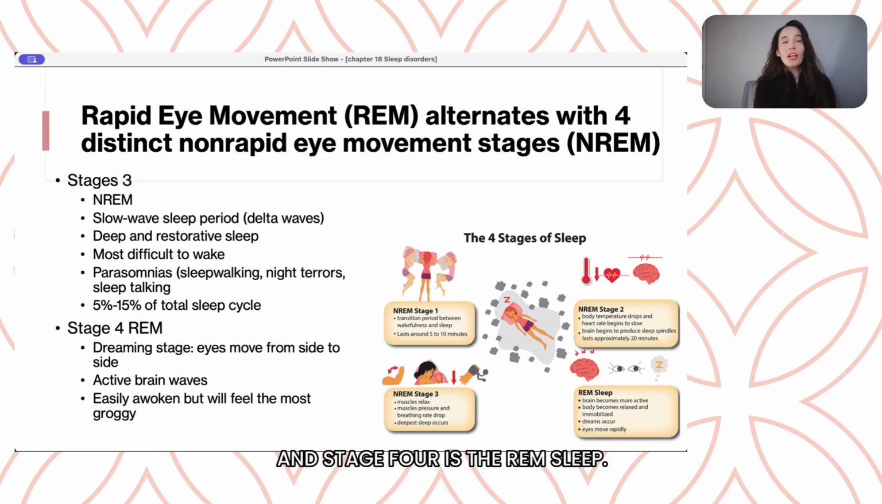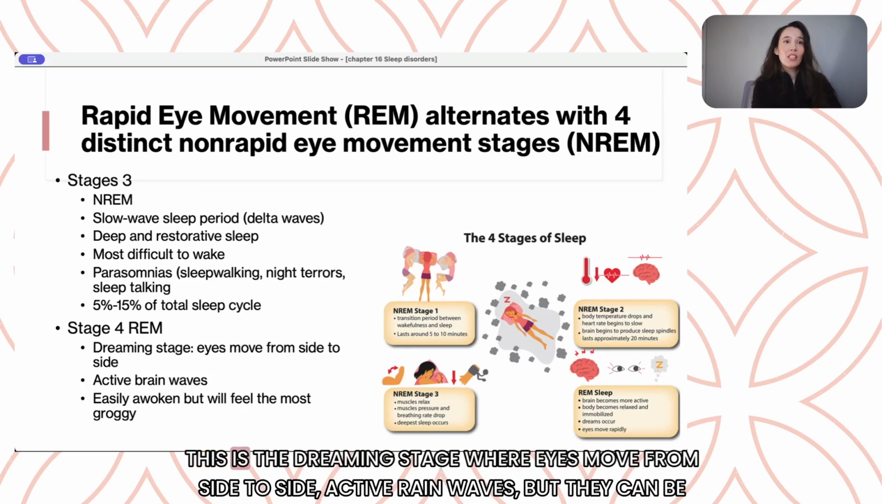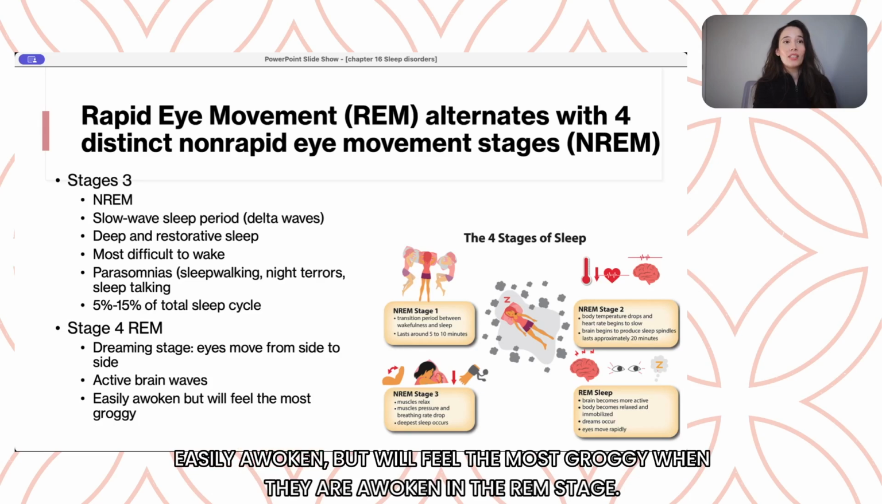And stage 4 is the REM sleep. This is the dreaming stage where eyes move from side to side, active brain waves, but they can be easily awoken, but will feel the most groggy when they are awoken in the REM stage.